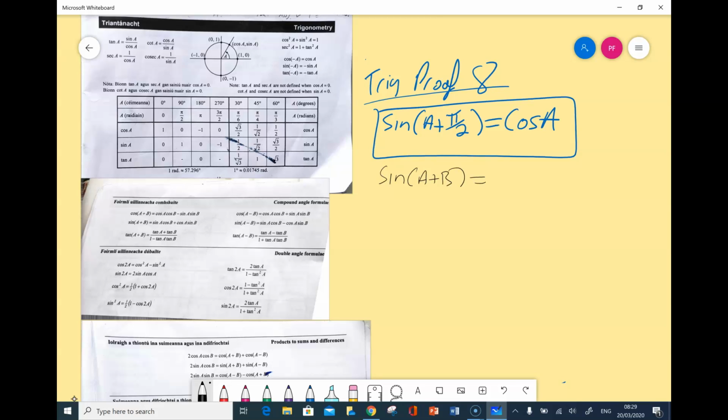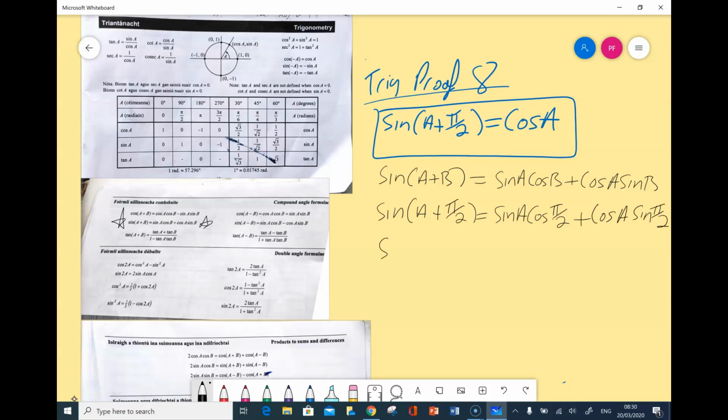And we look for that rule, sine a plus b. Yeah, it's down here on page 14, I think. So it's sine a cos b plus cos a sine b. Now obviously then we swap out our b for pi over 2: sine of a plus pi over 2 equals sine a cos pi over 2 plus cos a sine pi over 2.